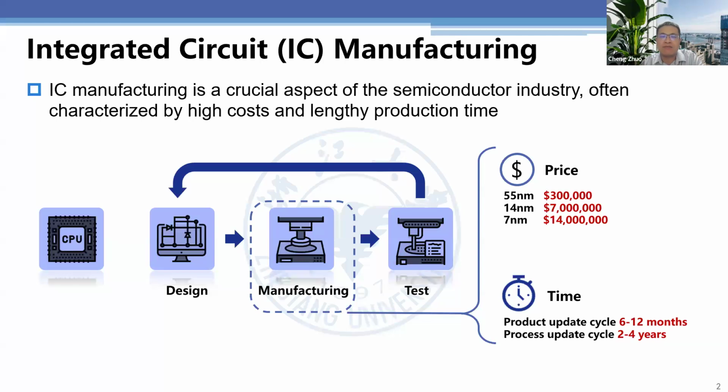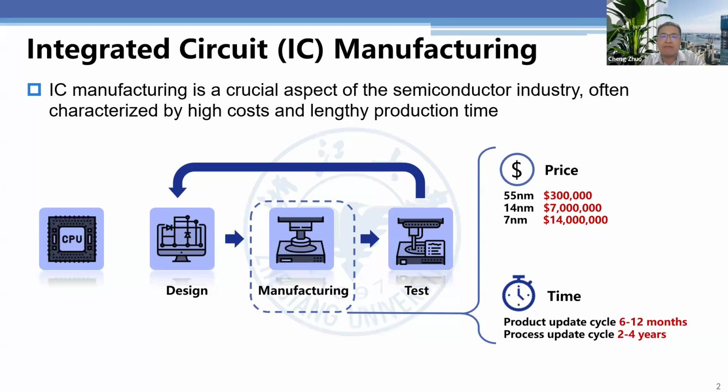I have some numbers. For 55 nanometer, the fabrication cost is around 0.3 million, and this number goes to 14 million for 7 nanometer. Of course, for 5 and 3 nanometer, this is even higher, to even billions of dollars for each fabrication.